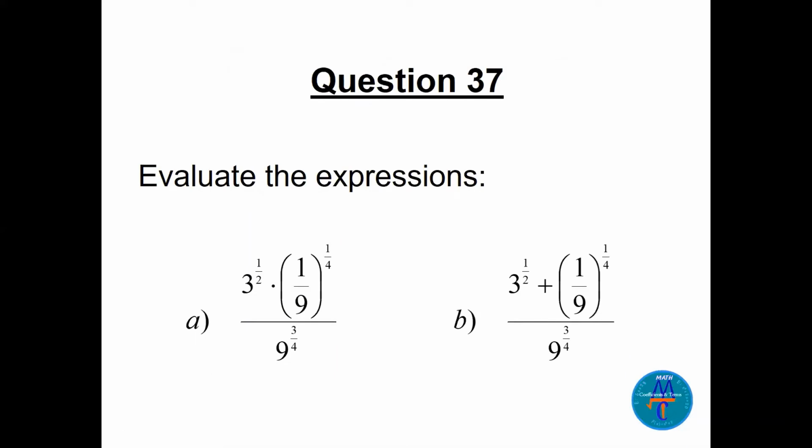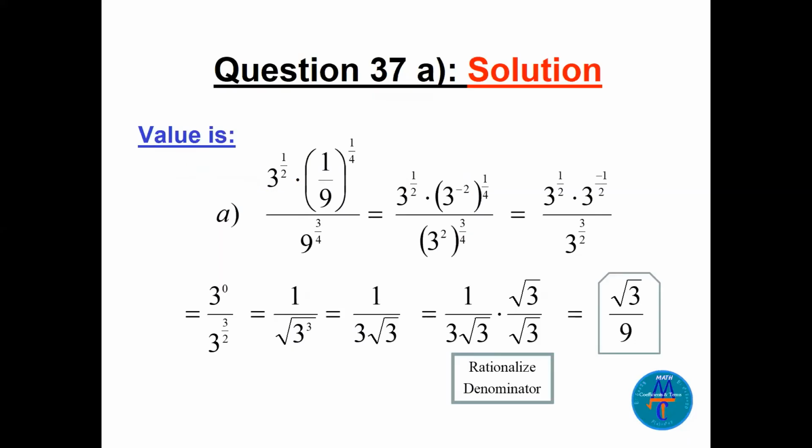Evaluate the expressions. We have two parts here, very similar, same numbers: 3 to the power half times 1 over 9, all to the power 1 over 4, divided by this. Same numbers, instead of this multiplication, we have here addition. So you will add this plus this over that. And here we have this times this over that. Each one has a different answer. Now the first one, in the multiplication, I think it's maybe easier, yes.